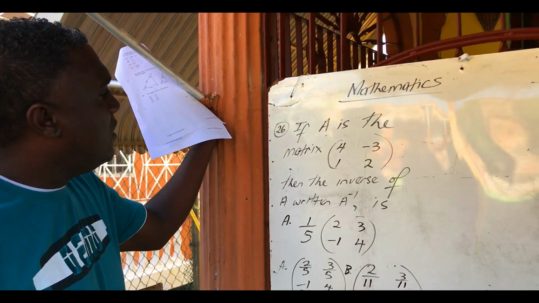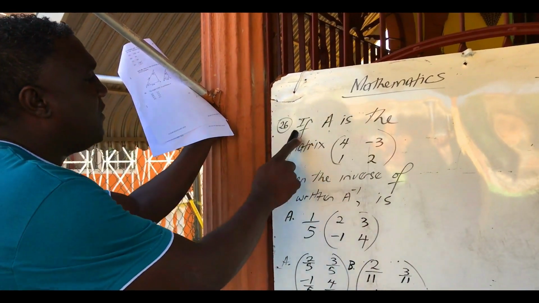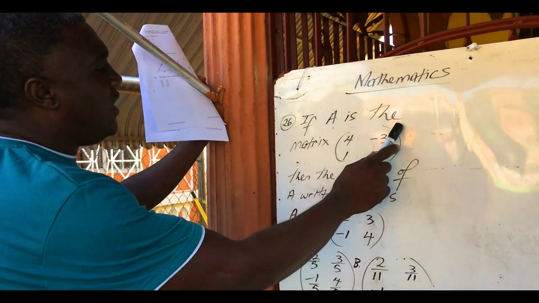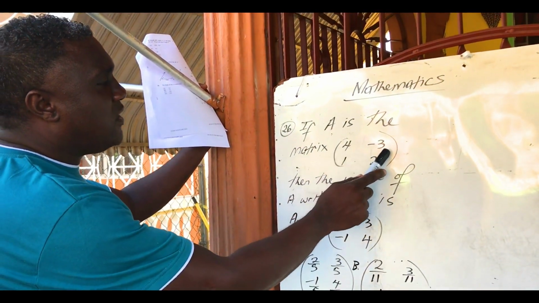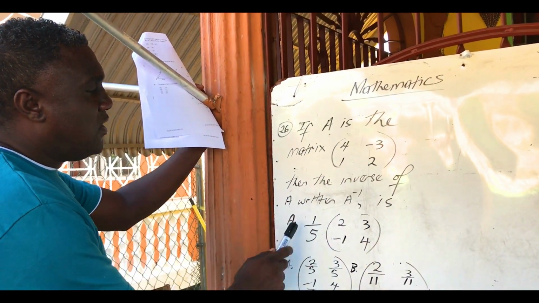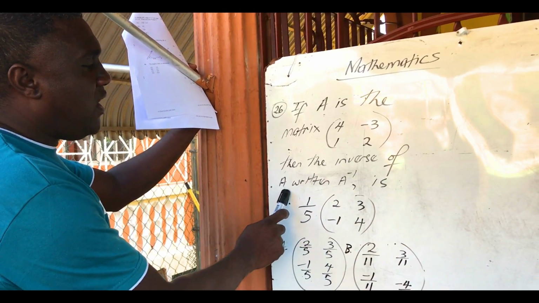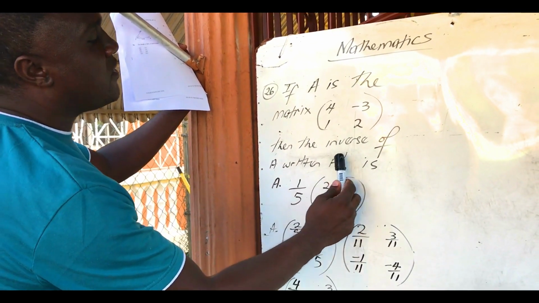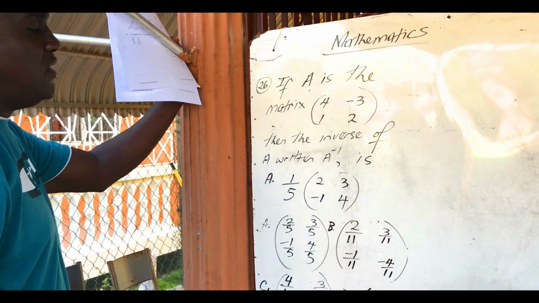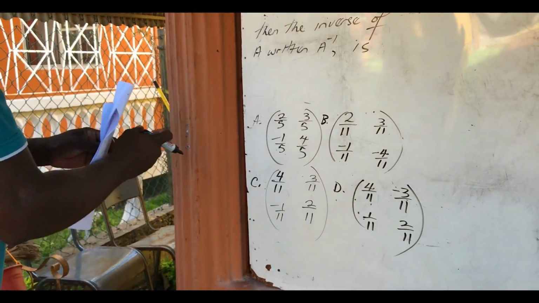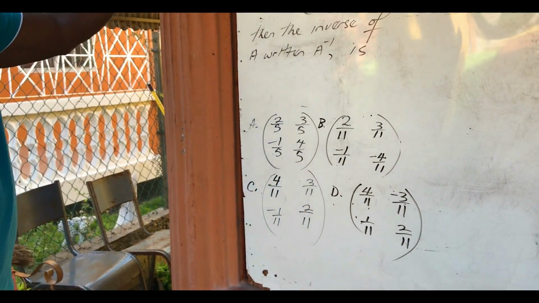Now let us look at this question. If A is a matrix 4, -3, 1, 2, then the inverse of A, written A raised to the power of -1, is, and these are the choices, A, B, C, D.